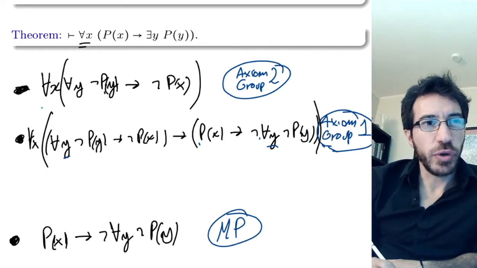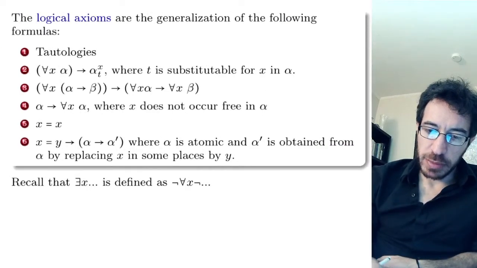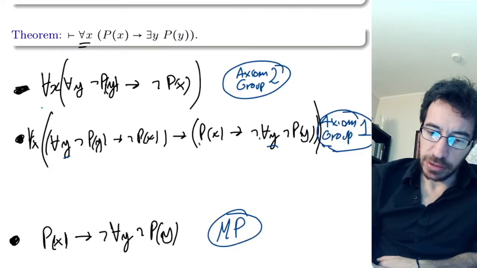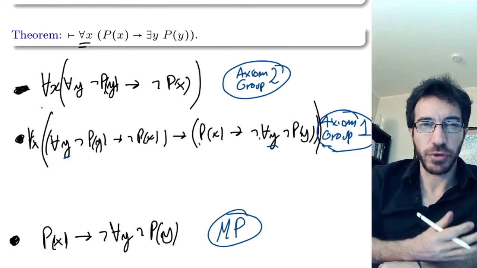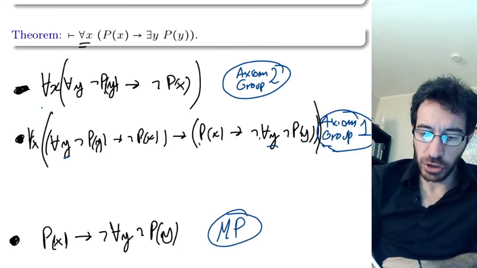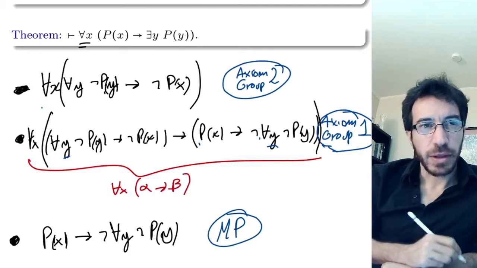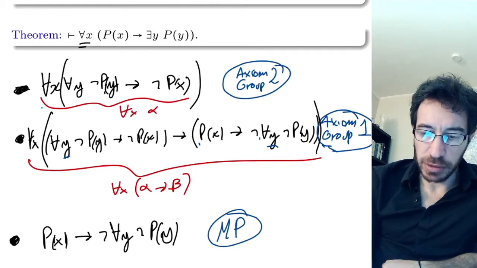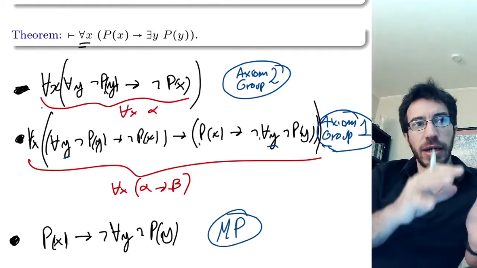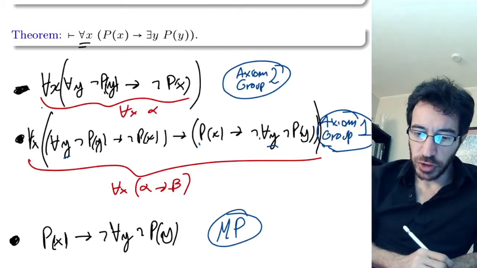But now we cannot use modus ponens, right? Because for modus ponens, you need to have something of the form alpha, and alpha implies beta. That's not what we have right here, because we have the for all up front. This is of the form for every x, alpha implies beta, and this is of the form for every x alpha. But that's not what we want. We want clean alpha implies beta and alpha. This has the for every x in front, so it's not what we want.